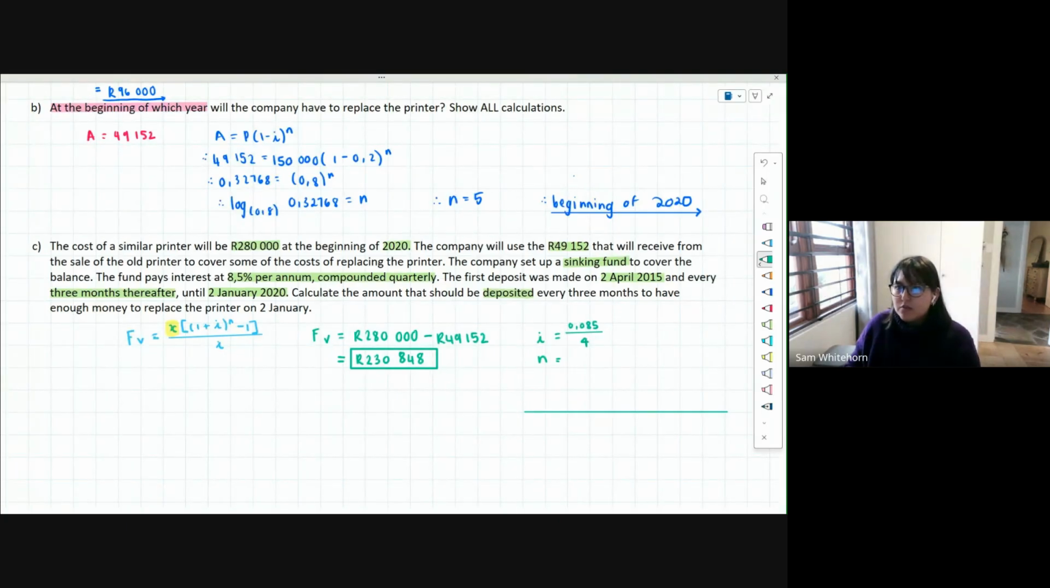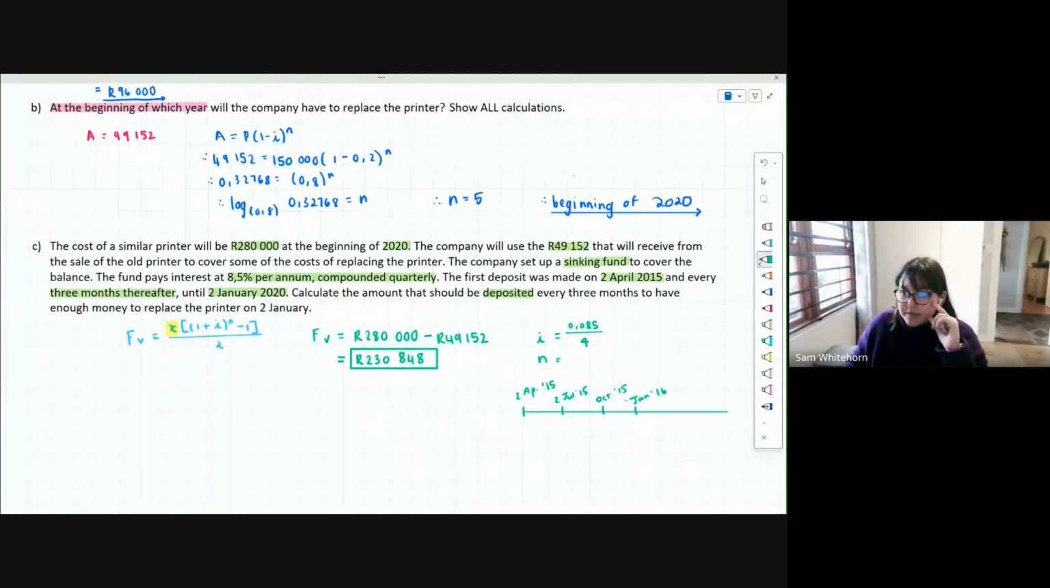So the first deposit was made on the 2nd of April, 2015. And we're making deposits every quarter, so every 3 months. So April, May, June, July. Our next deposit, 2nd July, 2015. I'm not going to write second each time. 3 months later is then October 2015. 3 months later, January 2016. Okay. And then what we can see is that, remember this will be the 2nd of Jan, we make payments up until the 2nd of January 2020.